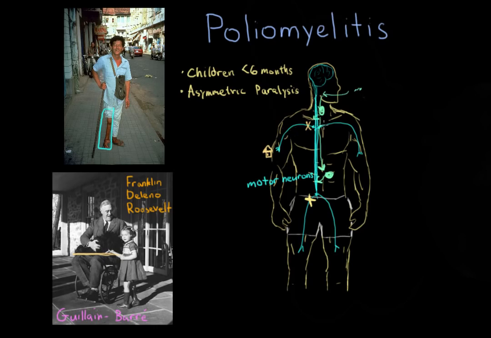Not everybody who contracts polio has this degradative damage to their motor neurons. In fact, 90 to 95% of people who are acutely infected are asymptomatic, so they don't have any symptoms. Whereas about 5 to 10% of people get only mild symptoms. So what are the mild symptoms?